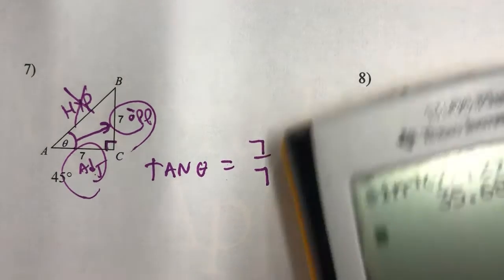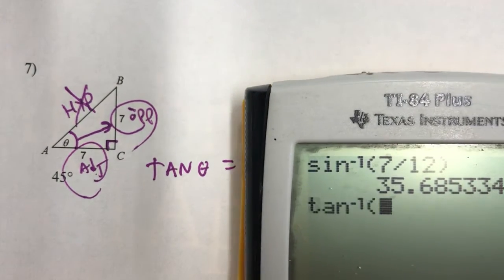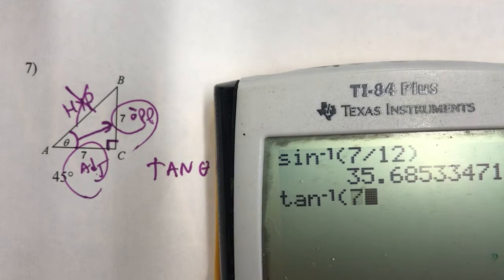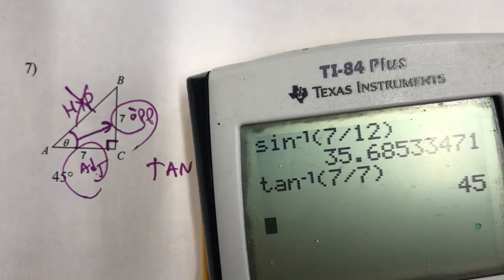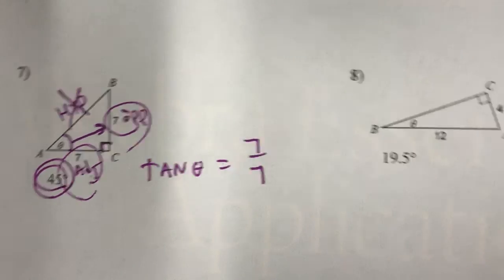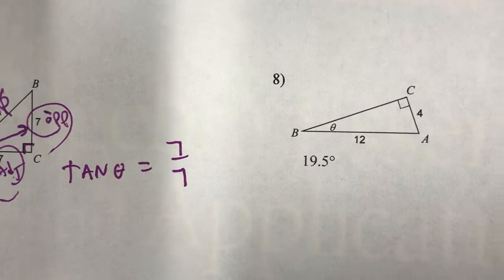So I'm going to do tangent inverse. So inverse tangent, and it's 7 divided by 7, which is 45. So theta is 45. You can see my angle right there. It's at 45.